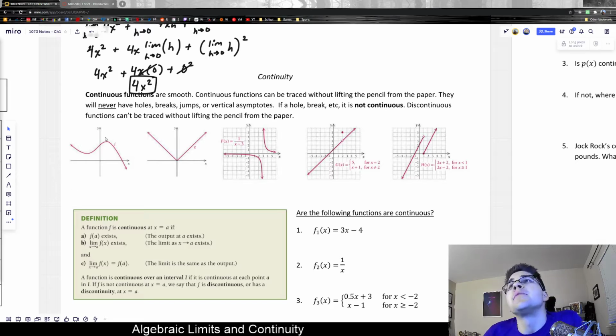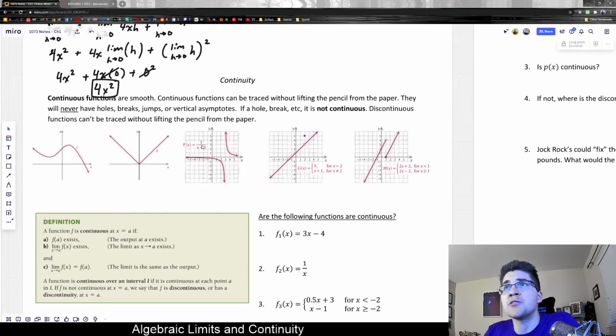Like in the examples from the book, the functions f and g, both of those would be deemed continuous because I can trace along them without lifting my pen or pencil. However, looking at the rational function 1 divided by x minus 3, there's a problem with the domain. Dividing by 0 is not allowed. So at specifically x equal 3, we have a discontinuity due to the domain error.